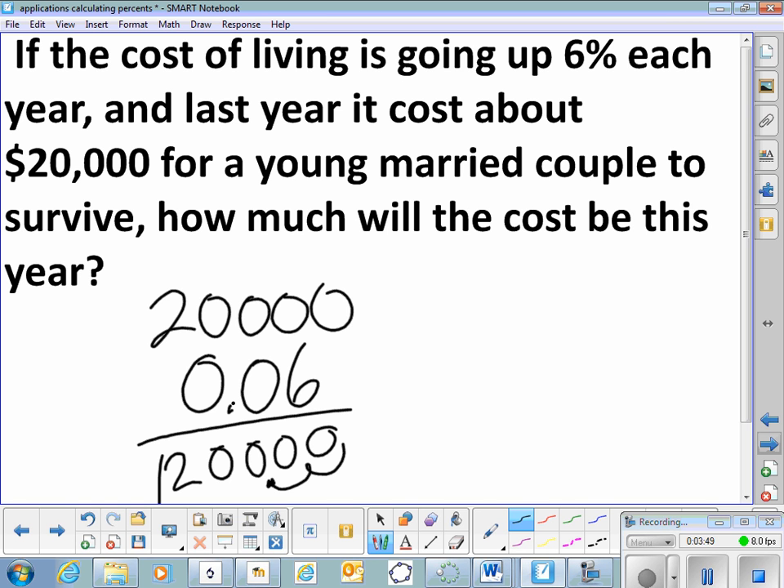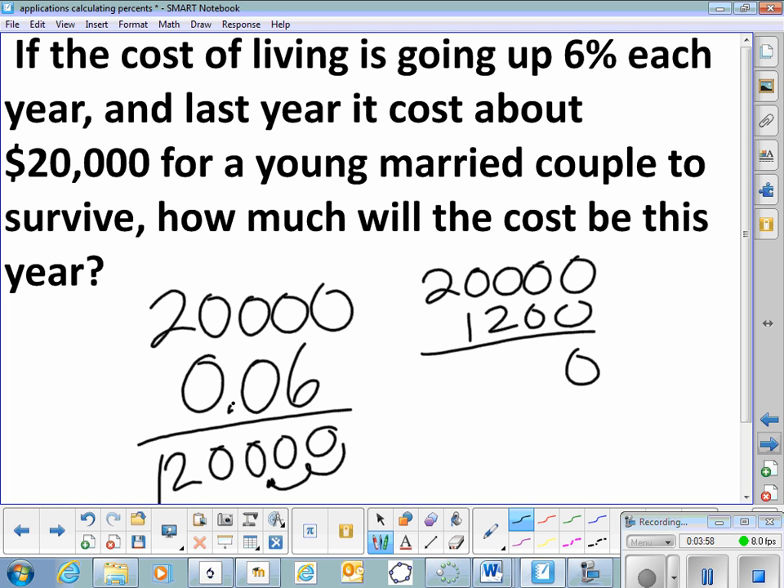It's going to cost me 1,200 more. So I add 1,200 to 20,000. So that'd be $21,200 next year, or this year. Last year was $20,000. This year, my costs for everything will go up, and it will cost about $21,200. Almost everything.